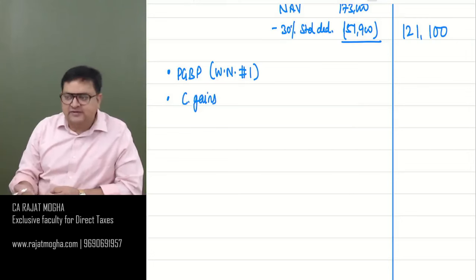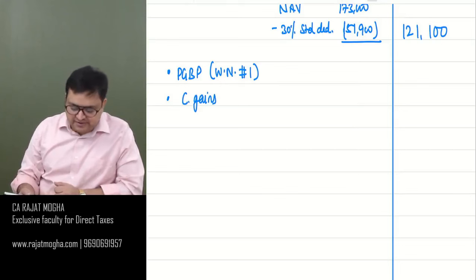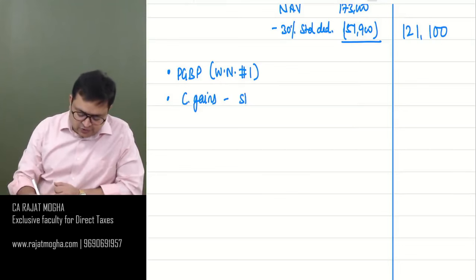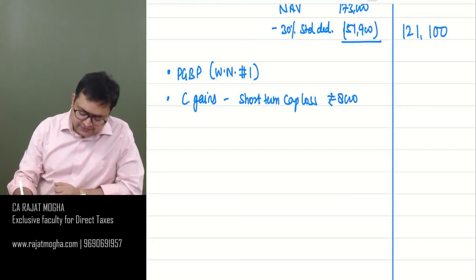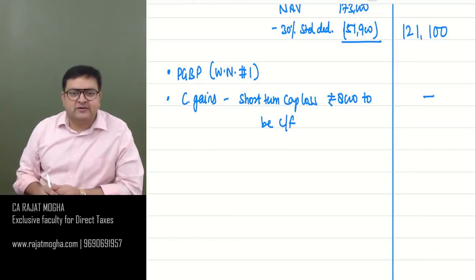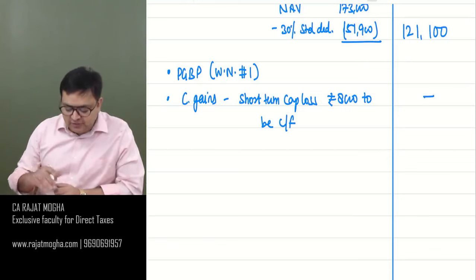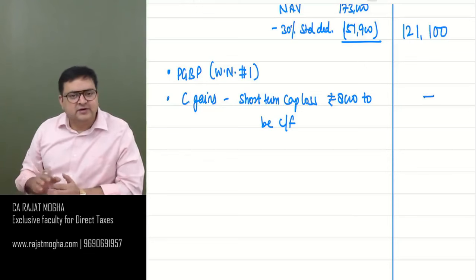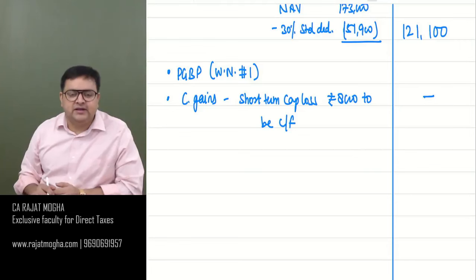But we only have this capital loss. We don't have any other capital gain. So it is actually short-term capital loss of rupees 8,000 to be carried forward. So it is 0. I cannot subtract it from anything, so I have to carry it forward. I've shown it over here. No need to show it anywhere else. So we have shown that in capital gain, there is a negative 8,000, which needs to be carried forward.